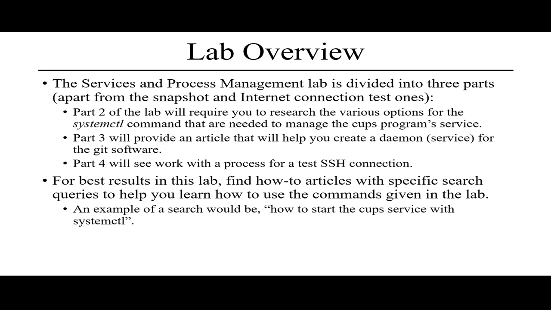If you use the specific wording I used in my prompts for using the systemctl command a certain way, you should be able to look up similar or exactly how I wrote it, and you should be able to find what you're looking for. Part 3 is going to provide you an article. You're actually going to create a daemon or service for the Git program that you installed during the software installation lab. Finally, you're going to work with the test SSH connection to experiment with working with processes. What I recommend for this lab, when you're not given an article, is to find your own how-to articles with specific search queries to help you learn how to use the commands given in the lab.